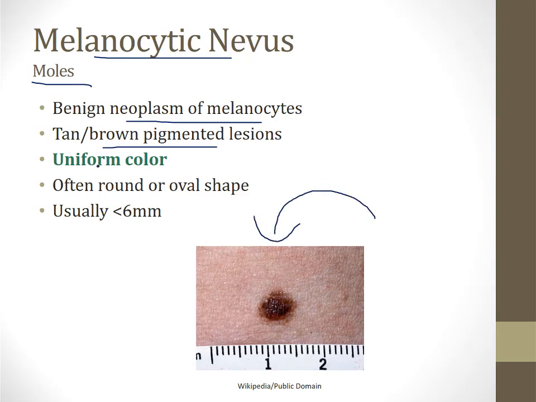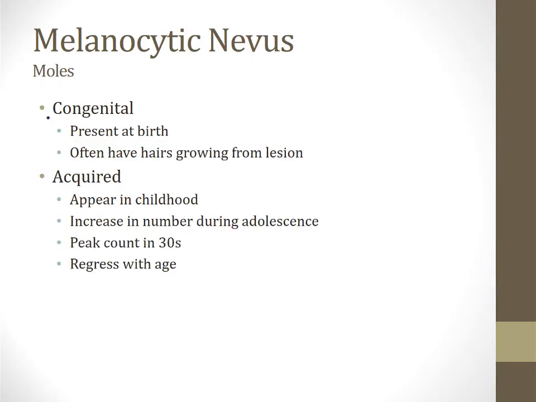They are typically uniform in color, and this is an important criteria because moles that are non-uniform in color may be a melanoma. They are often round or oval in shape, and they are usually less than 6 millimeters. Moles bigger than 6 millimeters are suspicious for melanoma. Some of us are born with these moles. These are called congenital. They're present at birth, and they often have hairs growing out of the lesion.